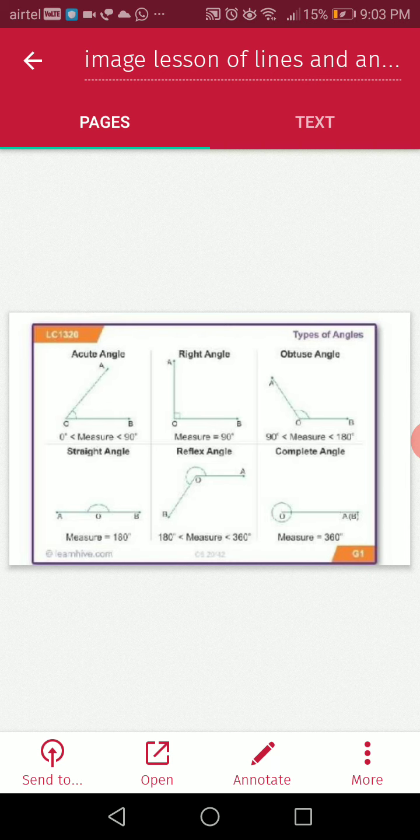180 degrees is a straight angle. More than 180 but less than 360, it is a reflex angle. And a complete angle is of 360 degrees.